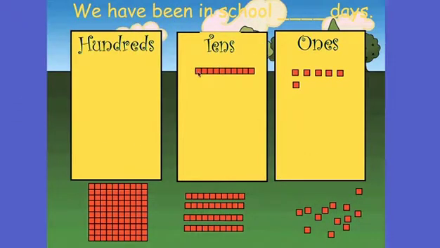Okay, so we had been in school for 10 days plus 6 more. 1, 2, 3, 4, 5, 6. And that was the number 16. I'm going to add one more, and I know that 17 comes right after 16. So let's count and check. 10, 11, 12, 13, 14, 15, 16, 17. We've been in school for 17 days. That's the same as saying we have one 10 bar and 7 ones. 17.